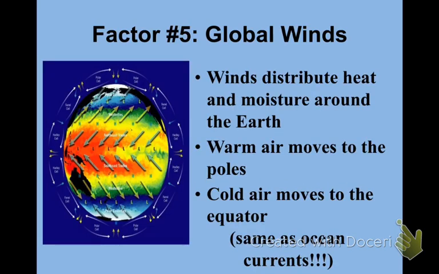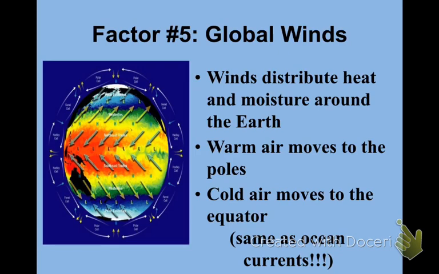So global winds will distribute heat and moisture around the earth. Just like I said earlier, they move warm air to the poles and cold air to the equator. And that's the same thing our ocean currents are doing. So your global winds are driven by temperature differences, and your ocean currents are driven by density differences. What causes the difference in density is either the temperature or the salt content. So just throwing in some good review there.